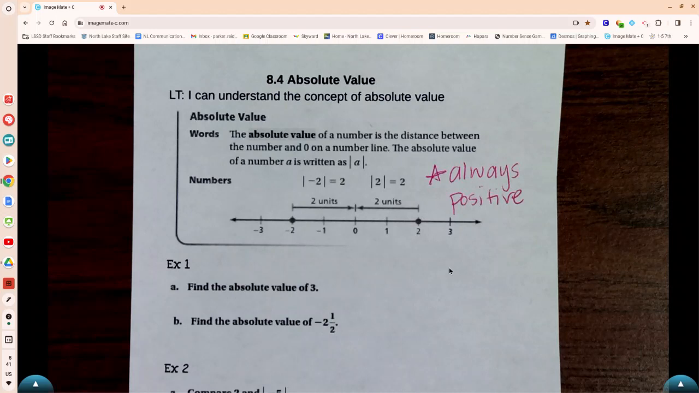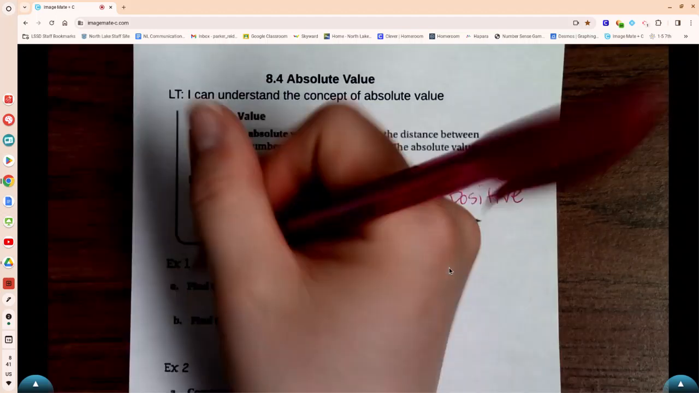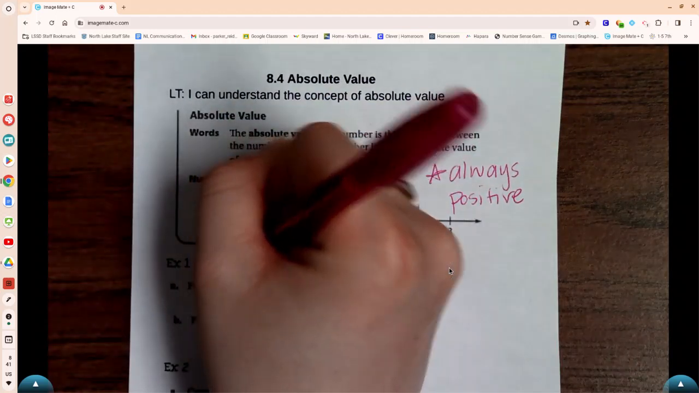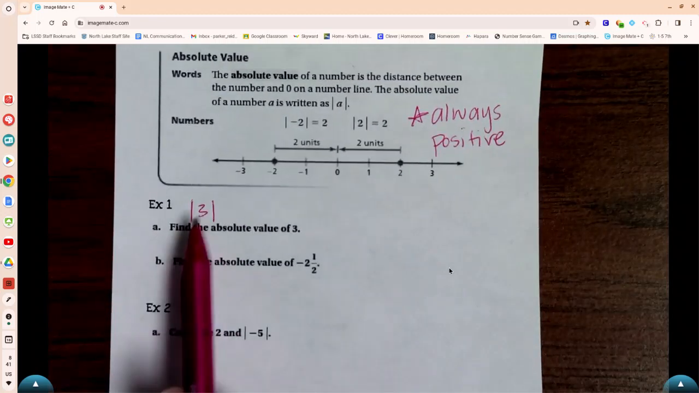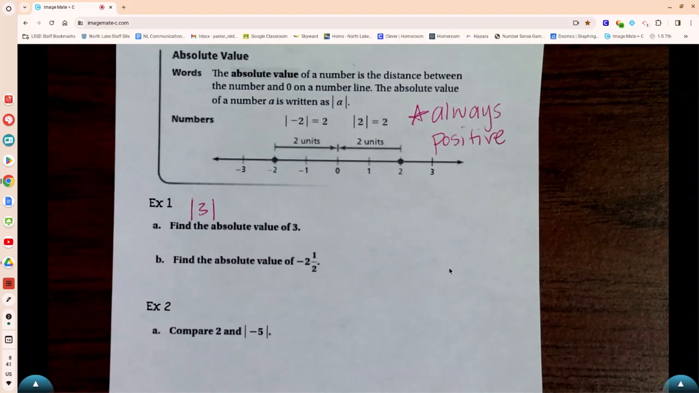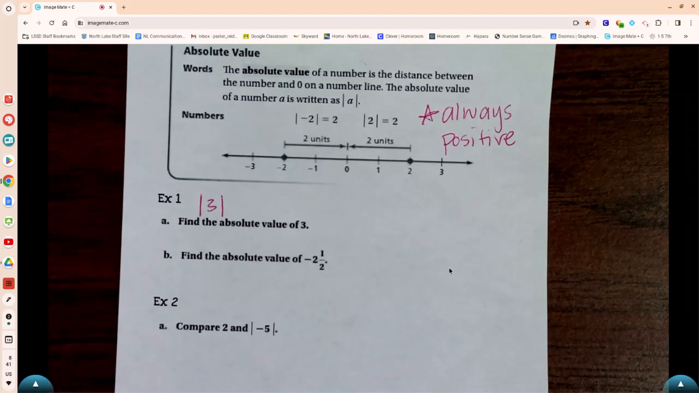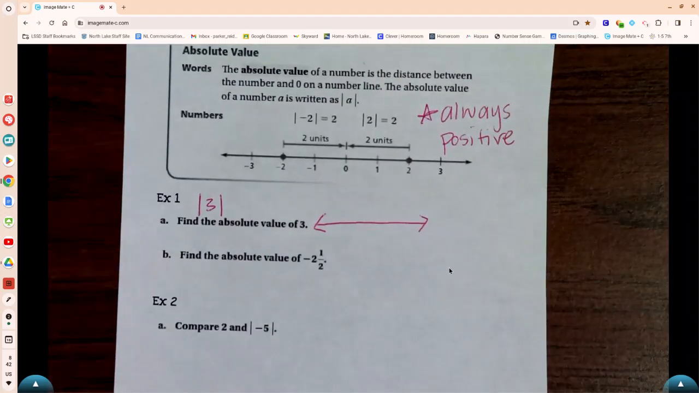So now we're going to go ahead and try a couple problems out. So this one says find the absolute value of 3. Just to practice how we would write that, it would look like this. A 3 inside 2 vertical lines. Make sure you write that on your paper so you know that's what this means. When it says absolute value of 3, that's what it would look like mathematically. And again, that's how far away is this number from 0 on a number line.